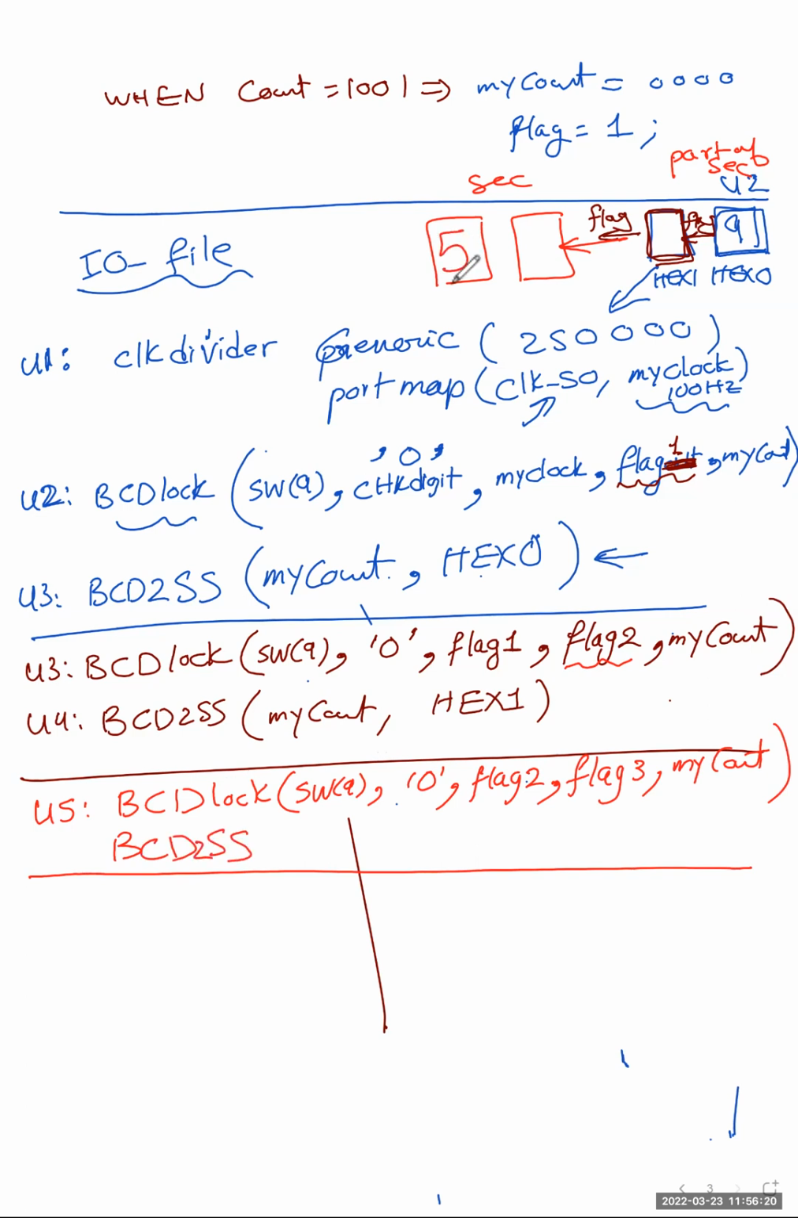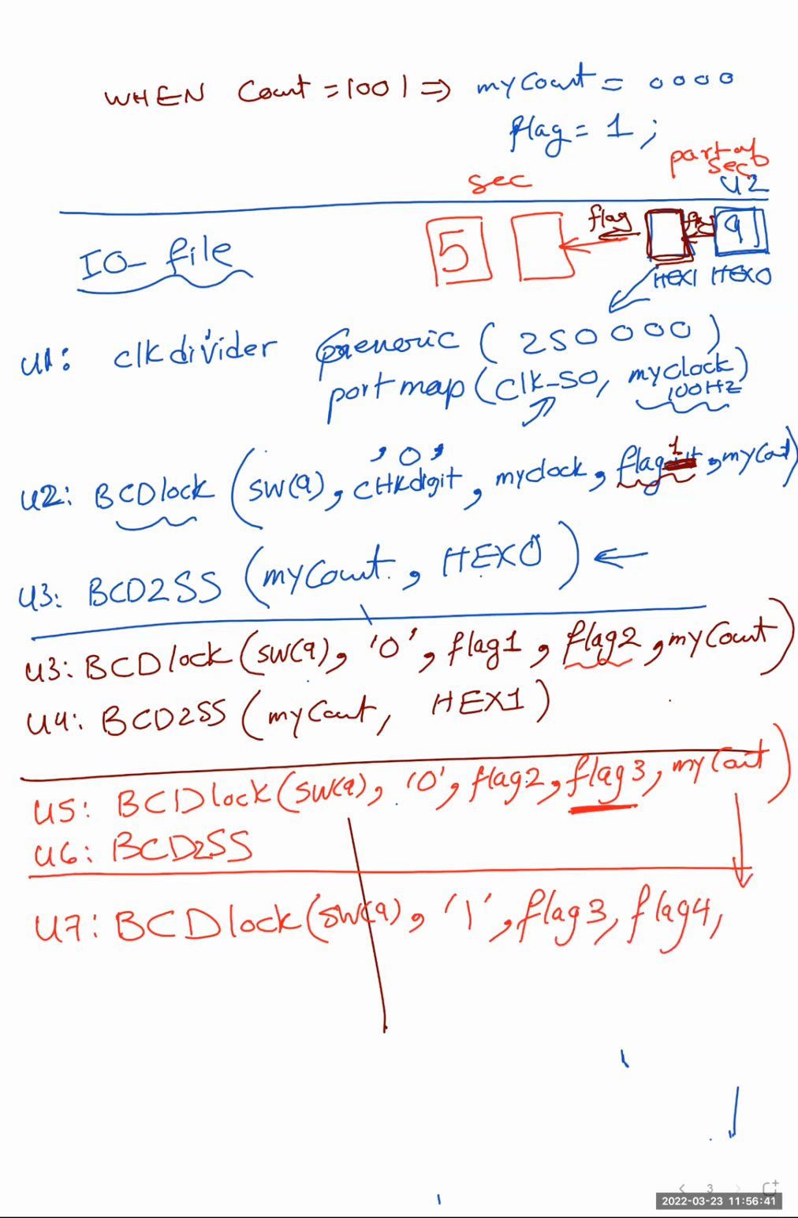Now for this one that's going to show up 5, if this is process 6, I'm going to call this process 7. So BCD lock, I'm going to have switch 9 again as my enable. Now my check digit is going to equal 1. And then my input clock is going to be flag 3, and I will output flag 4, and then I have my count. And you keep going until you finish all of the 6 hex representations for your clock. So this is just briefly how you're going to be thinking about it.